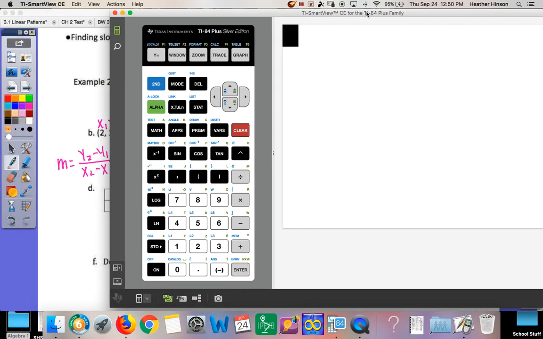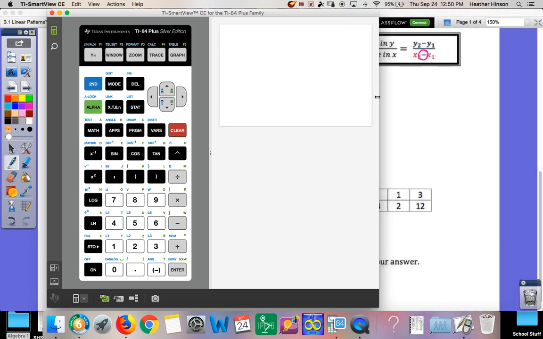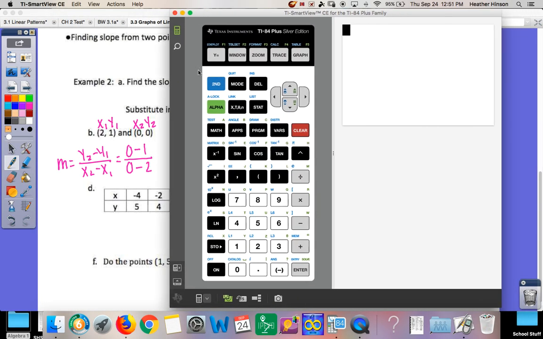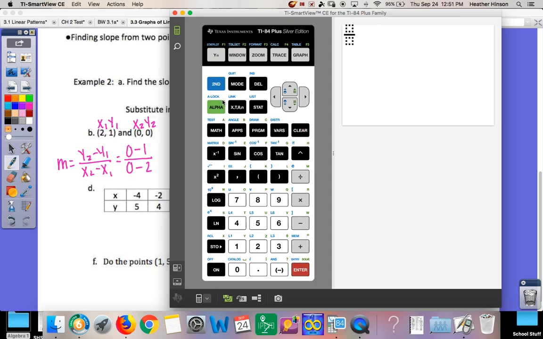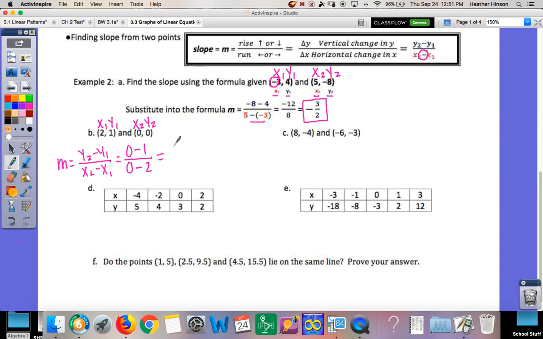So if we get our calculator out, let me make it a little smaller. So we're going to hit alpha, y equals, enter to get a fraction. Alpha is your green button at the top. Y equals is right below your screen. And then enter. And then we just plug it in. 0 minus 1, go down to the bottom, 0 minus 2. Hit enter, and our slope is 1/2. You have to make sure you simplify your slope completely. You can't leave it unsimplified or you will get it wrong.